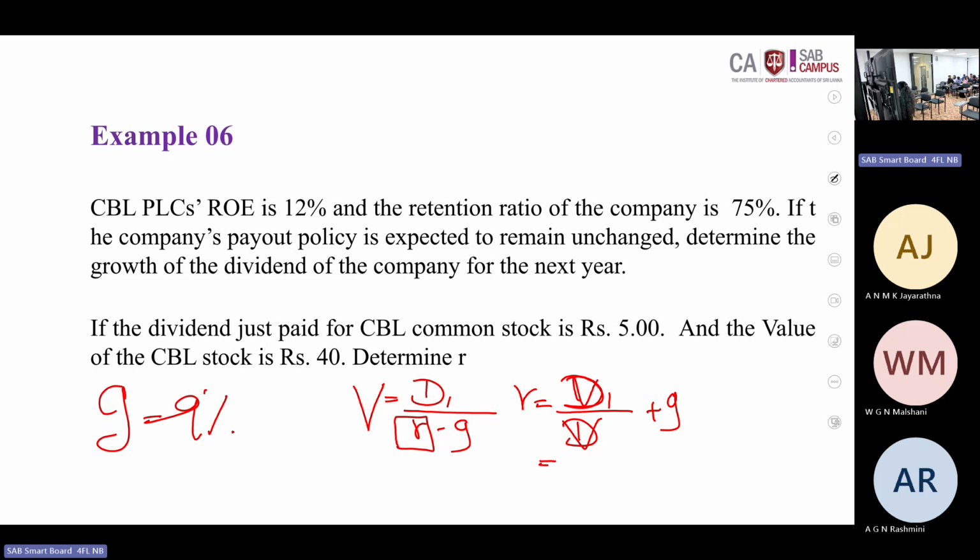Which year's dividend? First year dividend. What's the dividend for the first year? The just paid dividend is how much? 5. You have to identify which dividend. First year dividend: 5 multiplied by 1 plus growth rate 0.09, divided by 40 plus 0.09. That is 21.5, which means 22.